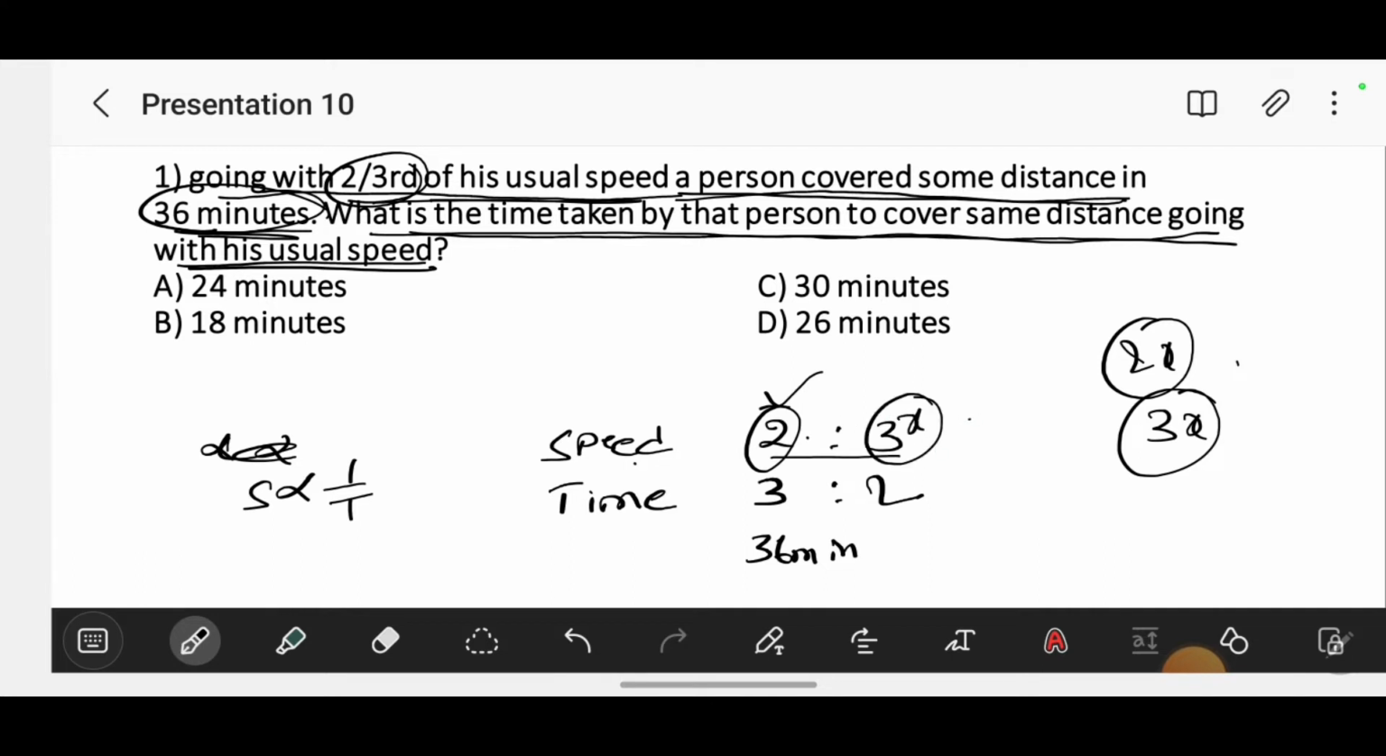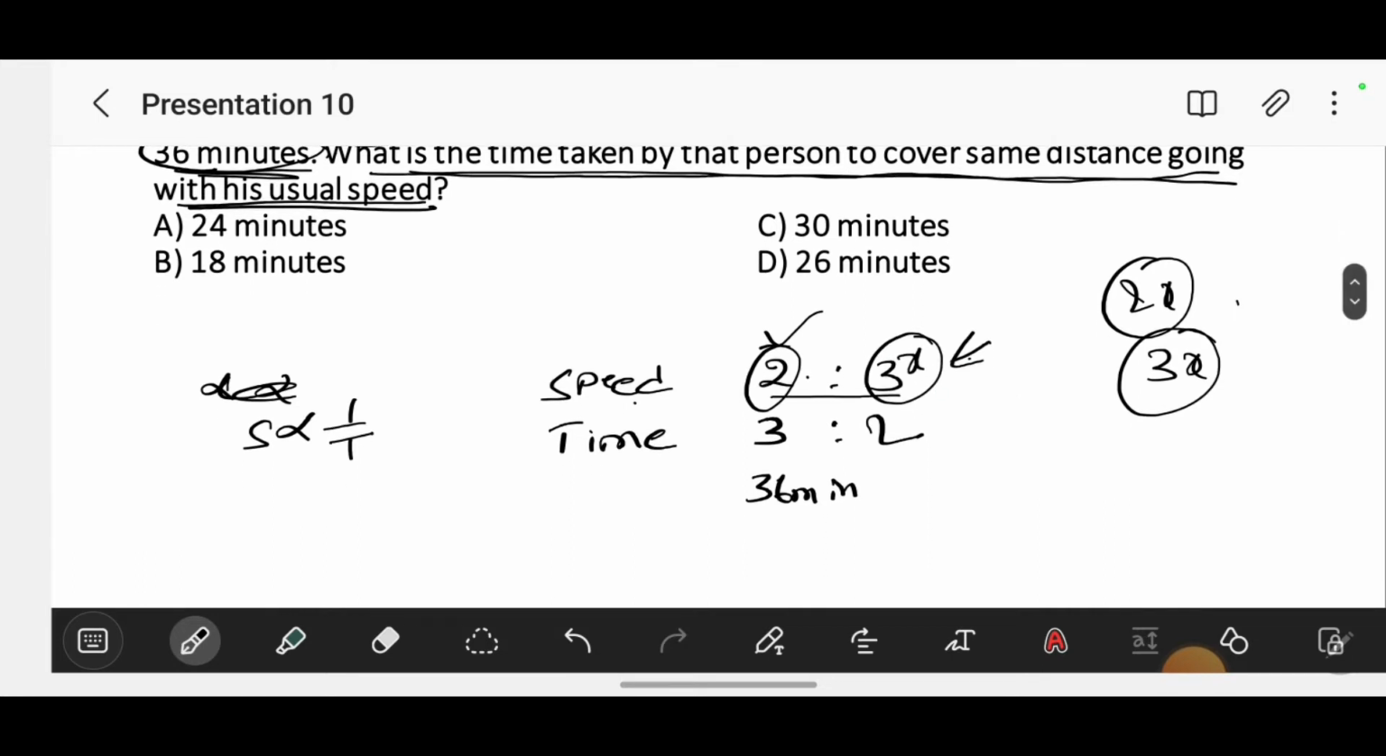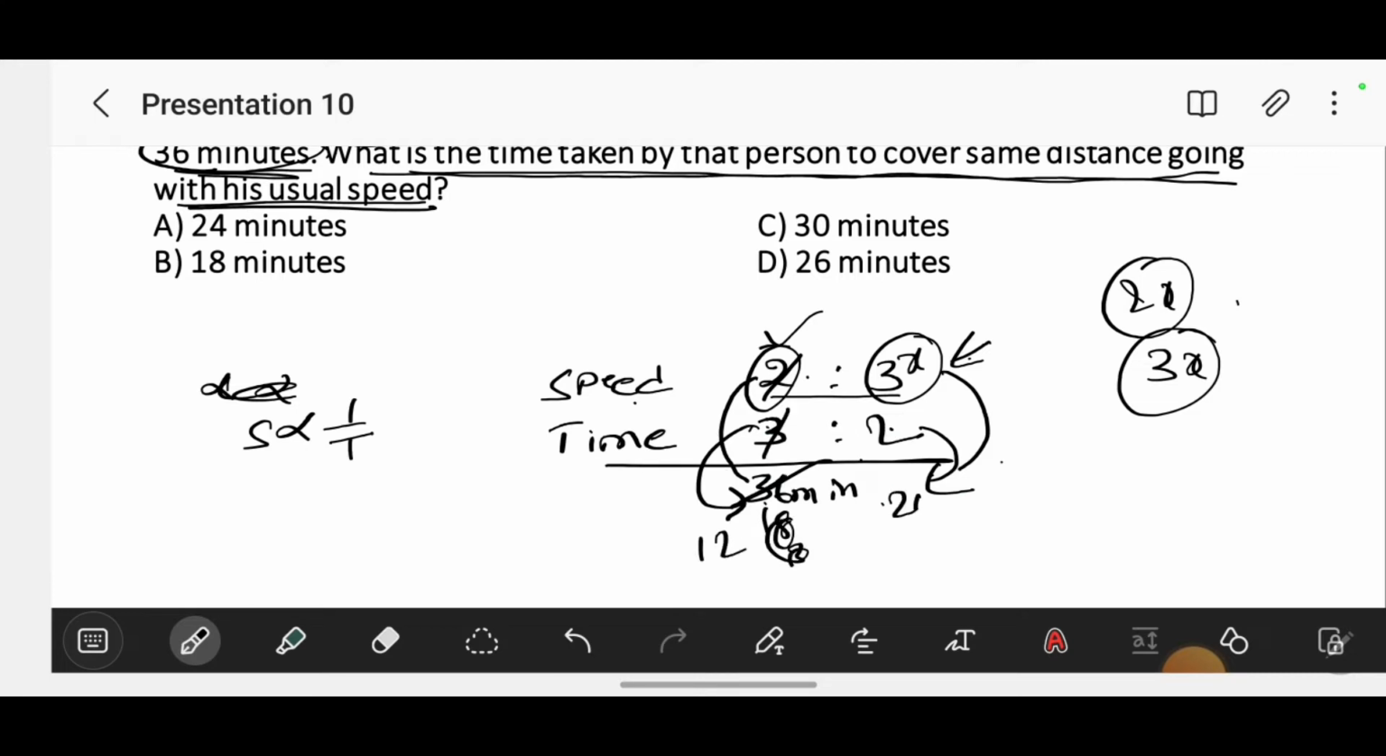That is his usual speed. Then if 2 becomes 36, then 3 becomes what? Oh sorry. If 3 becomes 36, then 2 becomes what? As this is the time, 3 becomes 36, that means 3 12s are 36, and 2 12s are 24. So 24 is the answer.